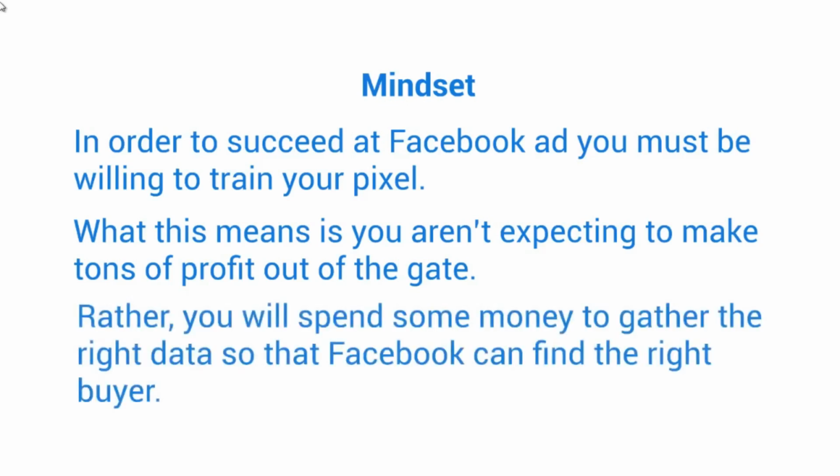Training a pixel basically means that you get traffic to your website where the pixel is located, and Facebook is able to figure out what kind of traffic is coming to your site, and of course what kind of traffic is buying your product. So who is considered a lead and all of that. Then in the future, you can create a lookalike audience, and Facebook will go out in their database and be able to figure out who they can target and who is most likely to become your lead. So in this case, you're going to be spending some money to gather the data so that Facebook can figure out the right buyer.